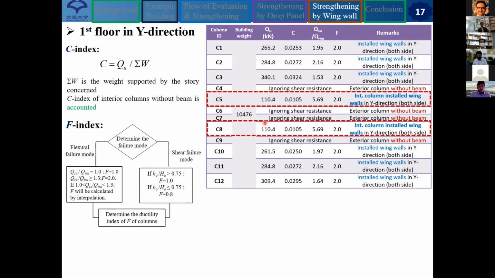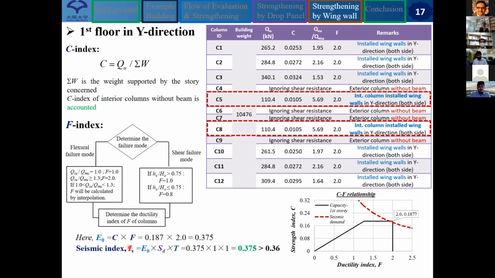because we proposed in section 3.2 that we can use columns with wing walls without beam. And the C index and F index can be calculated according to the PWD manuals. And finally, we can judge the seismic IS index, and the C index and F index for the first floor are shown here, and the IS index value is 0.375, which means it's safe.